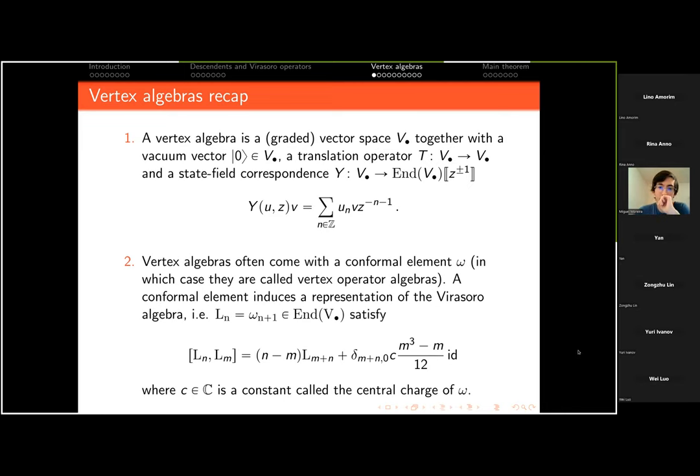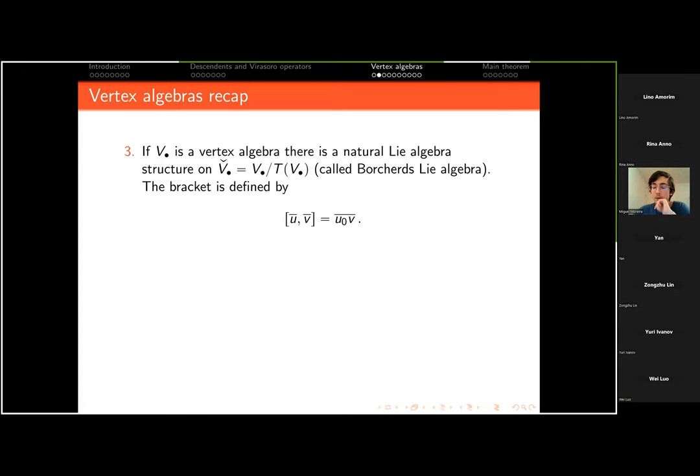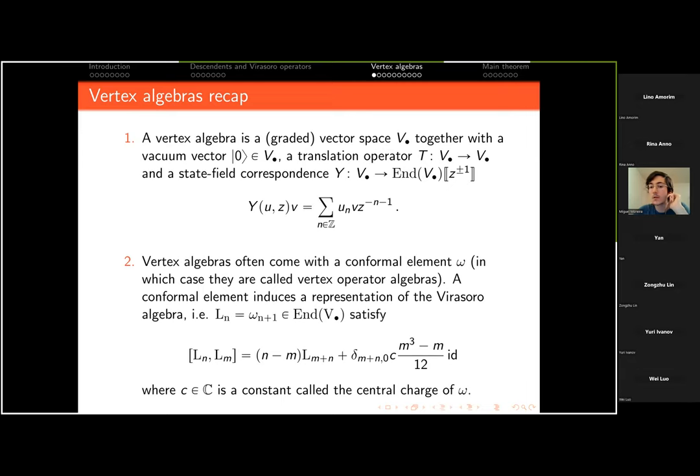You didn't have negative generators. You did not have L_{-5}, for example. Absolutely, that's the point. If you just take m and n bigger or equal than minus 1, then this term will always be 0.